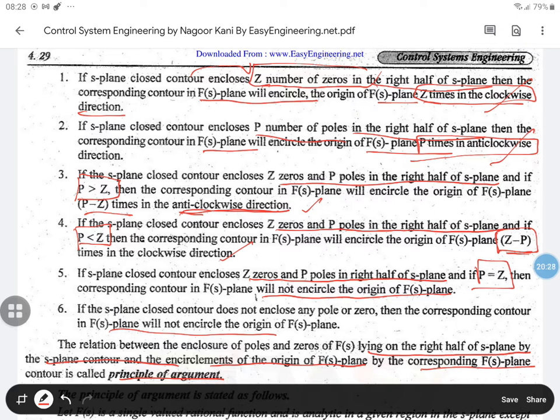So f(s) has an expression in the format u plus jv, as you have seen earlier. If you convert this S-plane to the f(s)-plane, the stability is observed by the number of encirclements of the origin of the f(s)-plane. So this relationship is known as the principle of argument.